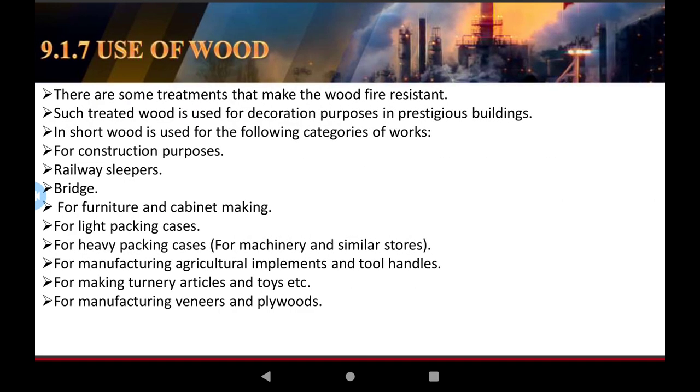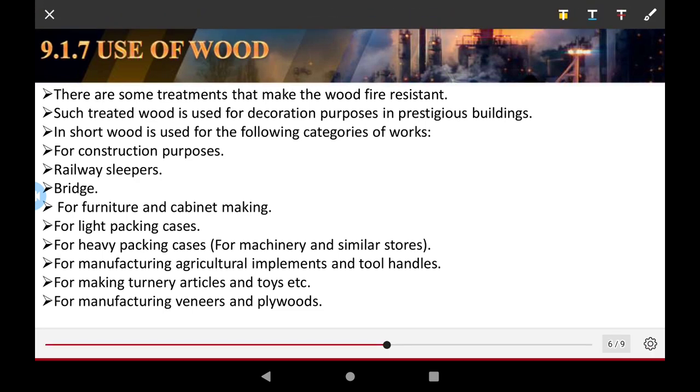Continuing the application of plywood, there are some treatments that make the wood fire resistant. Such treated wood is used for decoration purposes in prestigious buildings. This sort of wood is used for the following categories of work. The construction purpose: the application of plywood is more than the construction purpose.